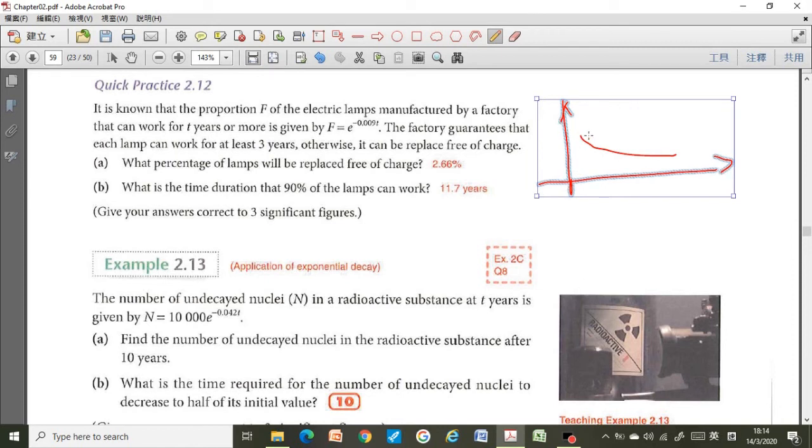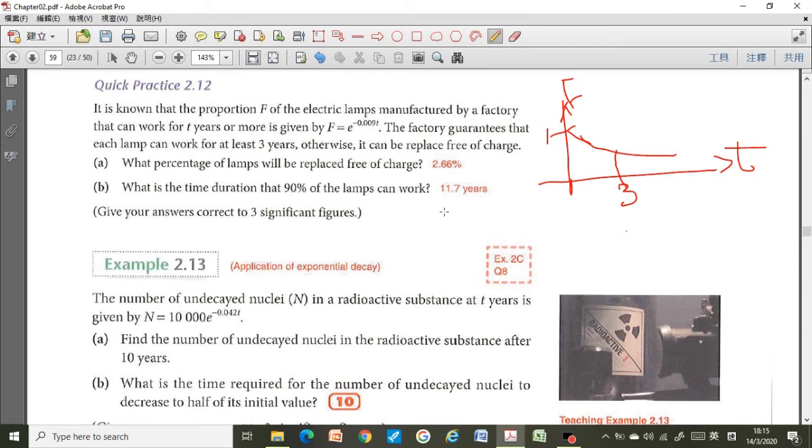I cannot draw this one to here. You must cut the one here. It is 1, and this is the fraction, and this is the time. This will decrease like this, and you want to find the percentage. That means when t equals 3, you draw a number. You want to find what percentage will be released here. Okay, so we will calculate.